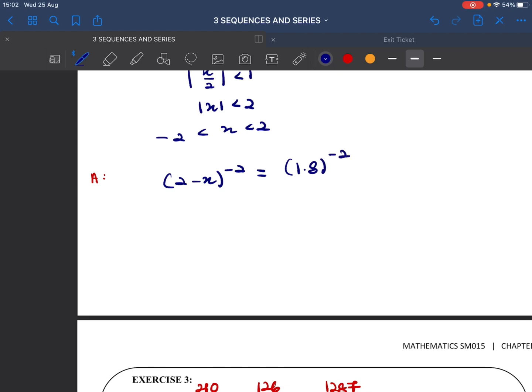Okay, so here we are going to compare. Make sure your power is the same, barulah kita boleh compare. So we will have 2 minus x equals to 1.8. X is equals to 0.2. Penting, important.